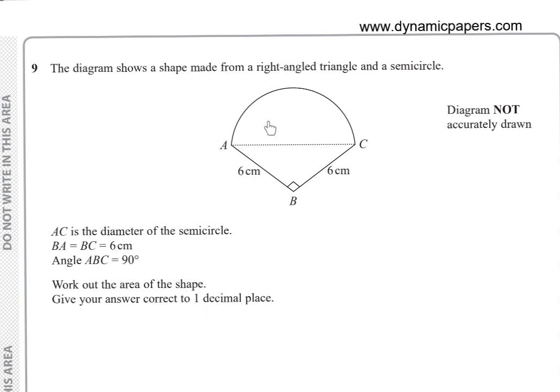Area of the shape equals area of semicircle plus area of triangle. We can find the area of the triangle directly because we have base and height. So area of triangle equals half times base times height equals 18 centimeters squared. To find the area of the semicircle, we need to find the radius. We can find the radius if we find AC.